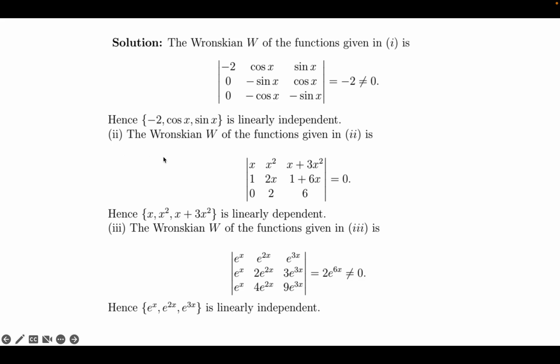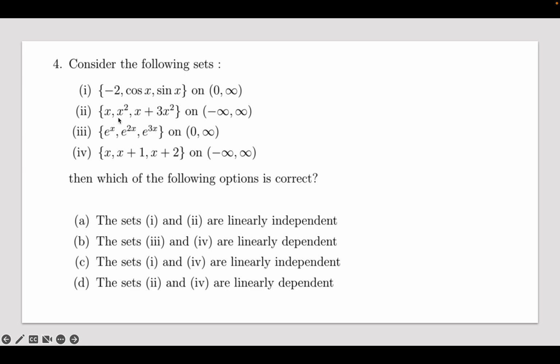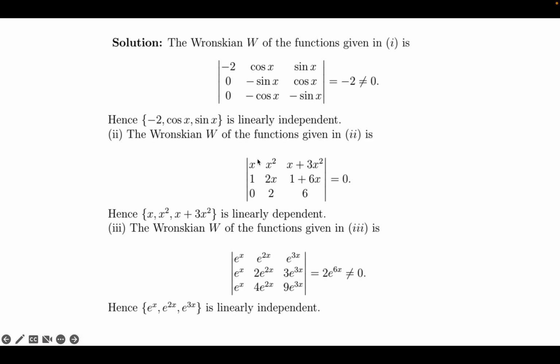So again, let's do the same for option B. What you have here are three functions: x, x square, and x plus 3x square. So in this case, you again take the first derivative. The first derivative of x is 1, the derivative of x square is 2x, and here you will get 1 plus 6x, because the power of 3 in the x square term comes in front and you get 6.